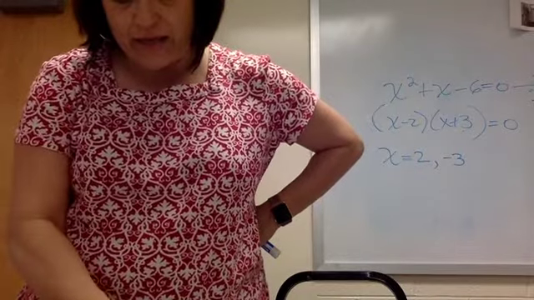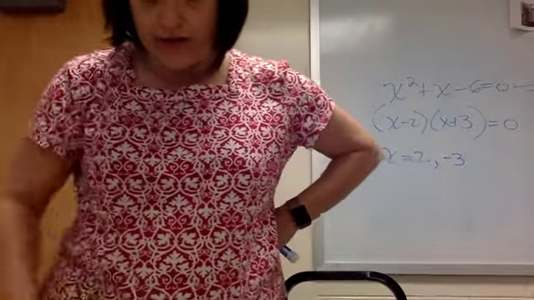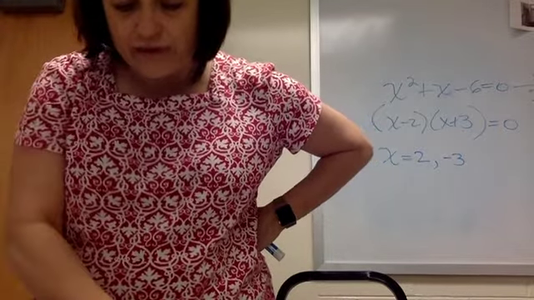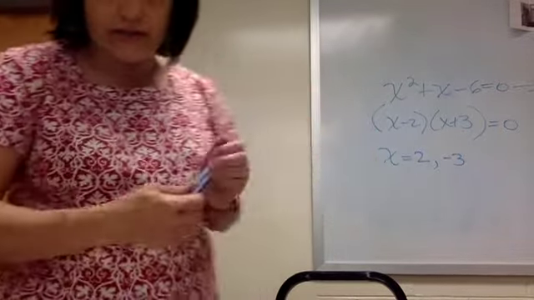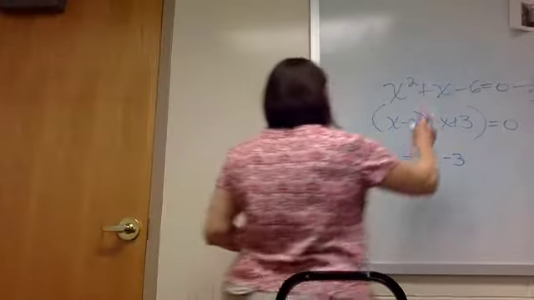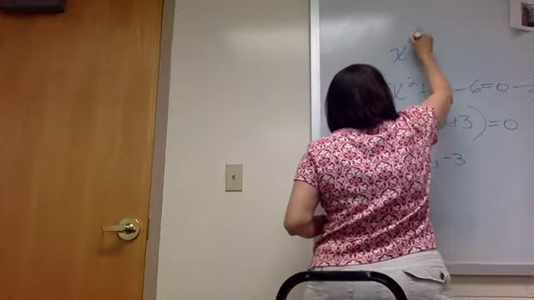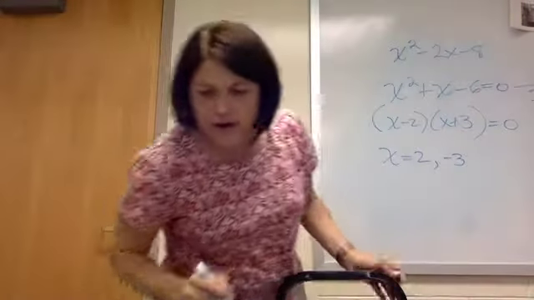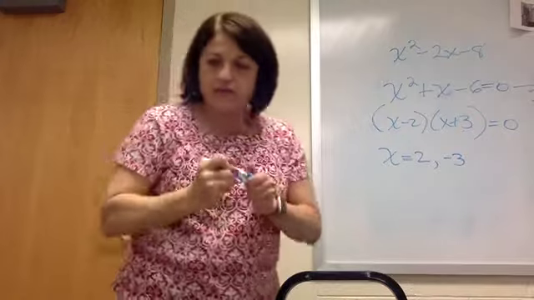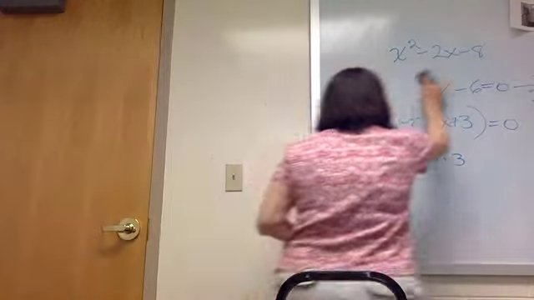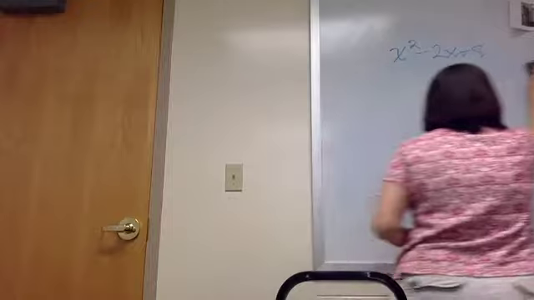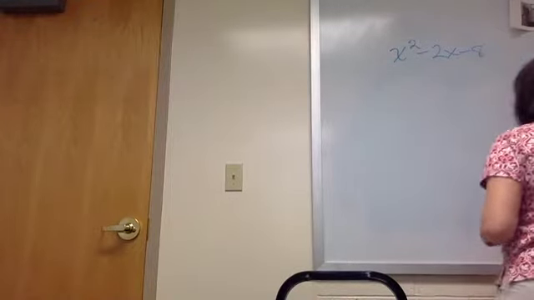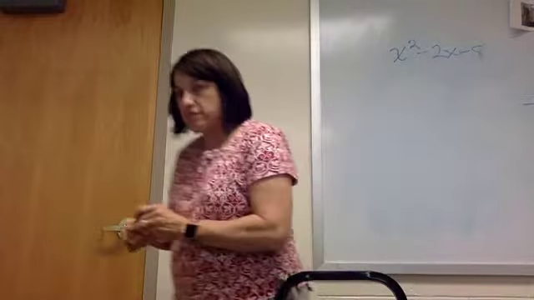All right, so let's take a look at example 5. Get your graphing calculators out. Let's factor it first and then we'll graph it on our calculator. So it's x squared minus 2x minus 8, and we want to factor that. So how do I factor this? I need factors of negative 8 that are going to combine into negative 2. So what are those?